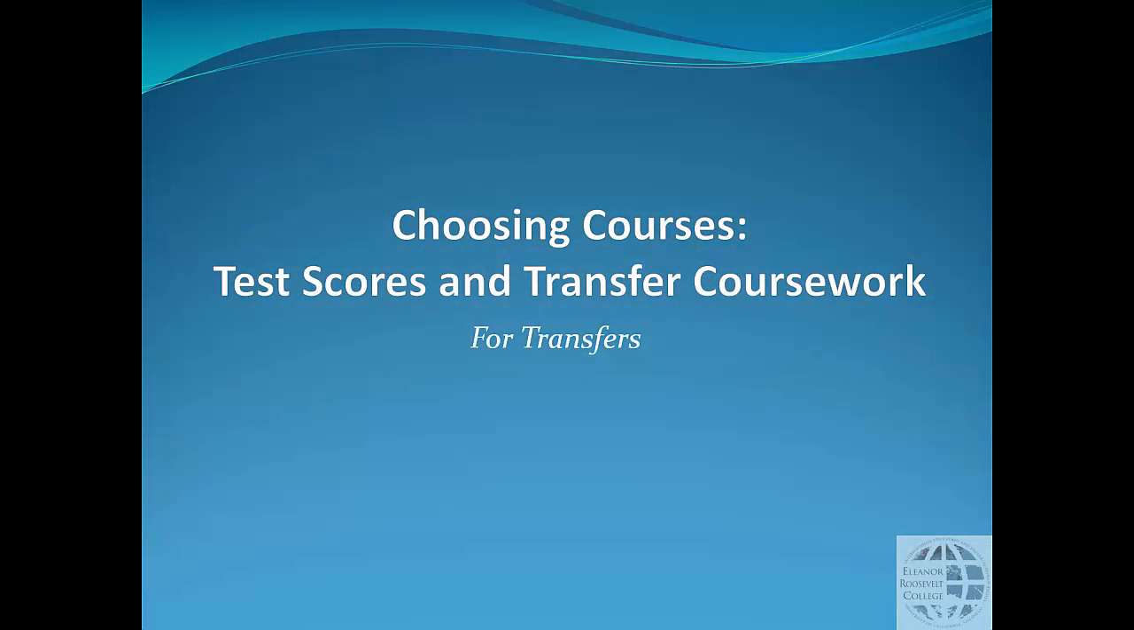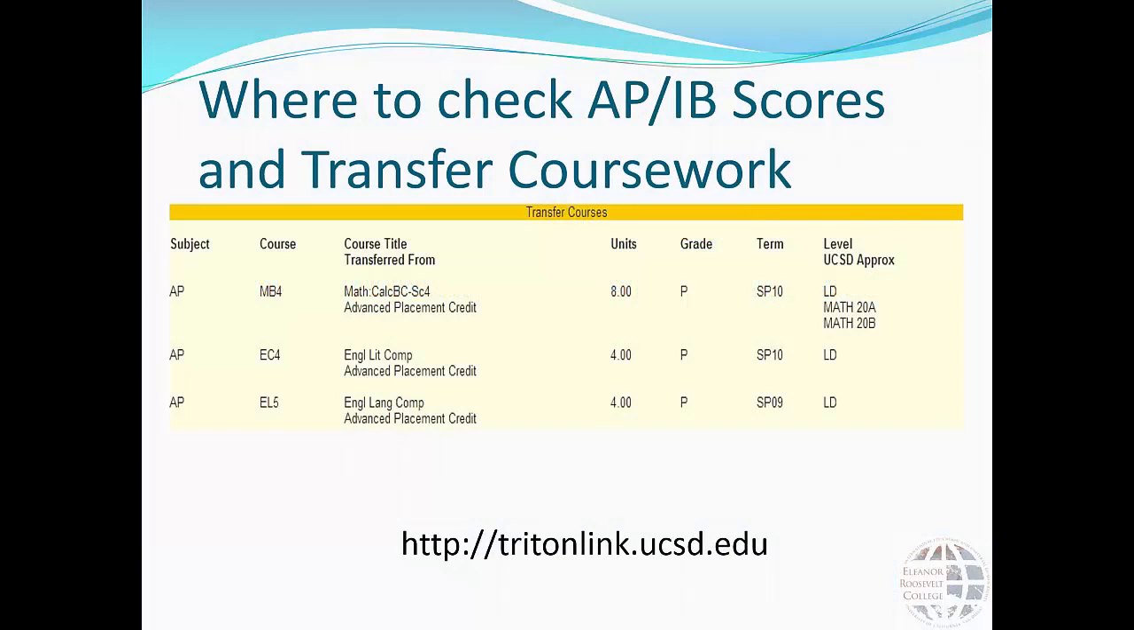This video will help you understand how to use your test scores and transfer courses to choose courses for fall quarter. Some of you might have taken AP or IB exams, in which case you should have already sent your test scores and transcripts to UC San Diego admissions by the July deadline. If you did this, they should now be posted to your record.